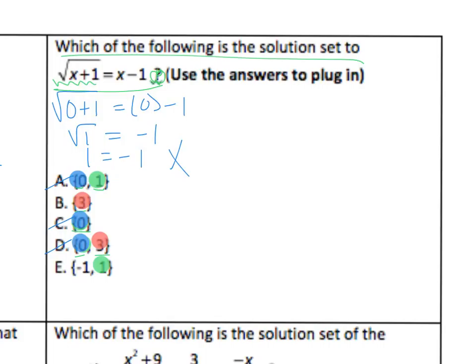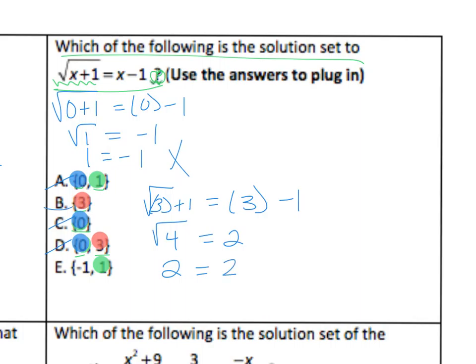So again, the tiebreaker: do you test 3, do you test negative 1, or do you test 1? It doesn't matter. So I'm going to just test 3 just because I like that number. I'm going to plug that in. I don't want to deal with any negatives. So the square root of 3 plus 1 equals 3 minus 1. So this is the square root of 4 equals 2. The square root of 4 does equal 2. So I know B is my answer.